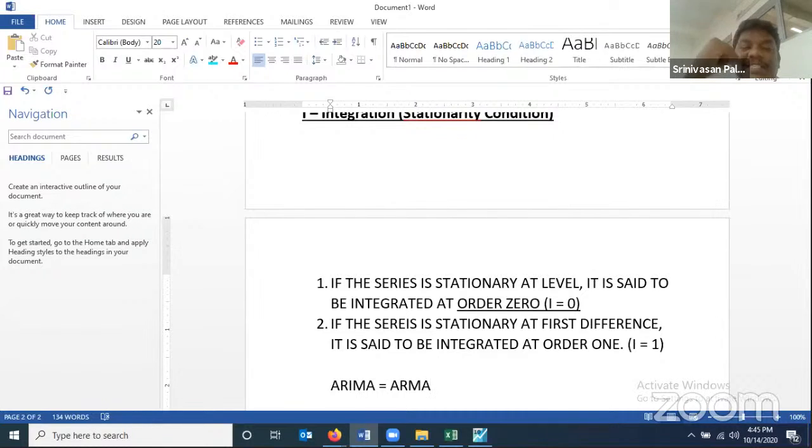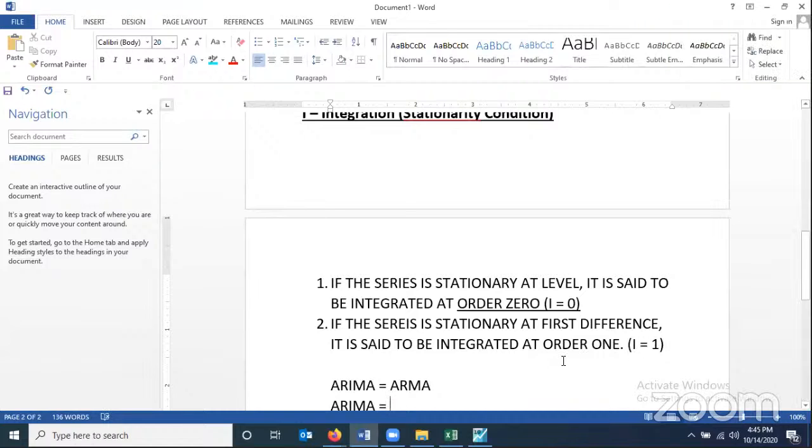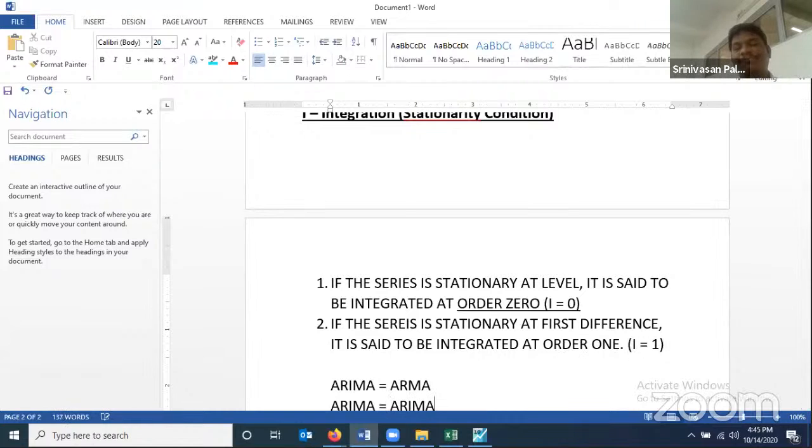Now come to the next case. If the series is stationary at first difference, I'll show you when I'm doing the unit root test, it is said to be integrated at order 1. So then ARIMA becomes, any idea? ARIMA. Beautiful. Same thing. ARIMA becomes ARIMA. Nothing changed.